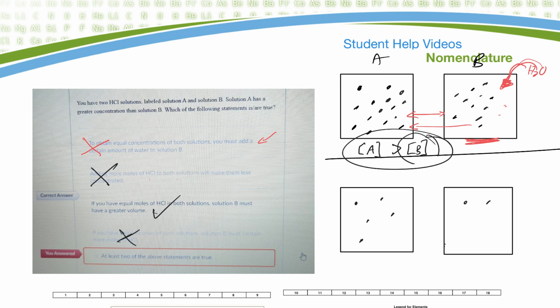That's not right. And then last, at least 2 of the statements above are true. No, I just see one true. Just that one. Hopefully that helps you understand that a little bit better.